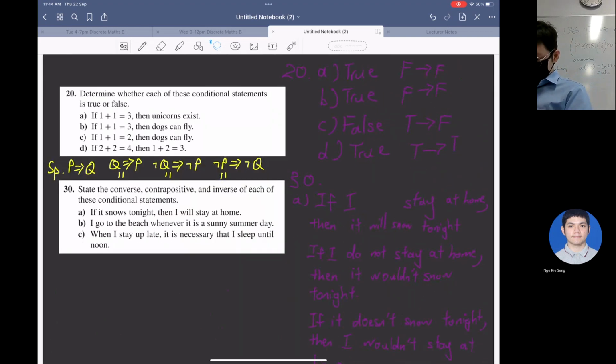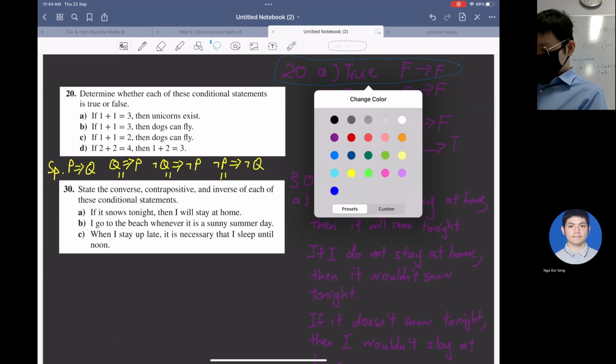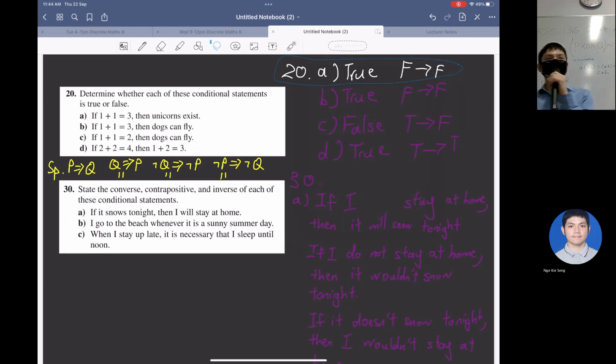So determine whether each of these conditional statements is true or false. A, if 1 plus 1 equals 3, then unicorns exist. True or false? Why? Both propositions are false. So how do you know unicorns don't exist? No, because you haven't seen. Okay. So we assume unicorns don't exist in this class.